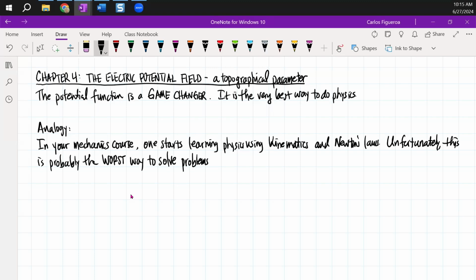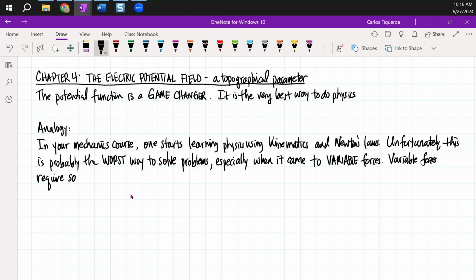as well as physical understanding, especially when it came to variable forces. Variable forces require solving differential equations.